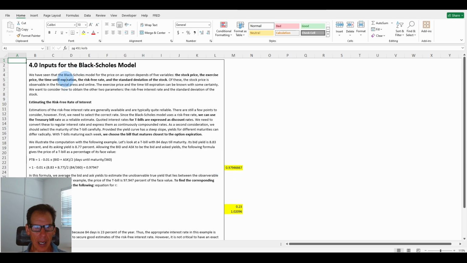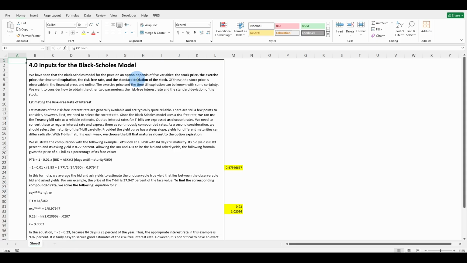We have seen that the Black-Scholes model for the price on options depends on 5 variables: the stock price, the exercise price, the time until expiration, the risk-free rate, and the standard deviation of the stock. Of these, the stock price is observable in the financial press and online. The exercise price and the time till expiration can be known with some certainty.